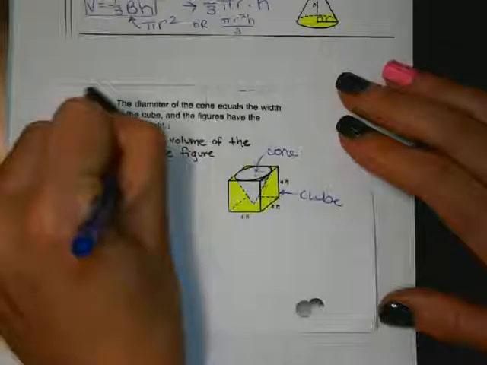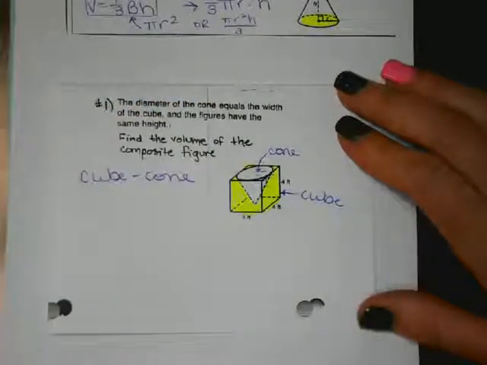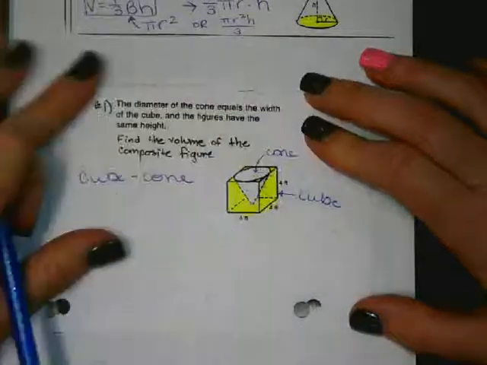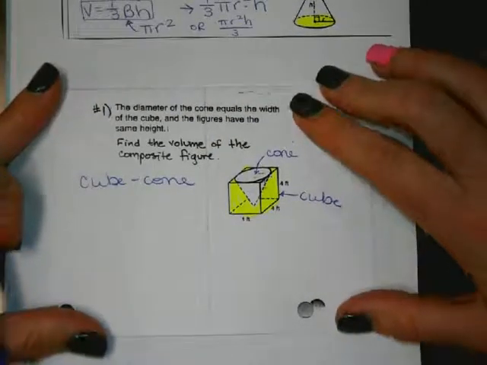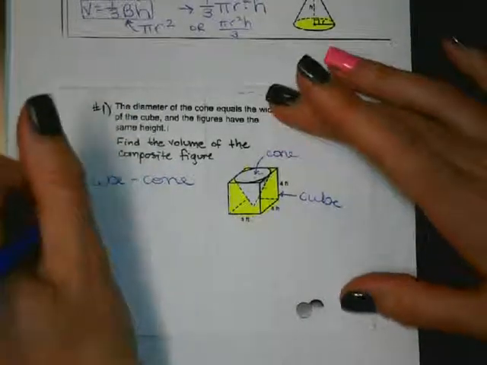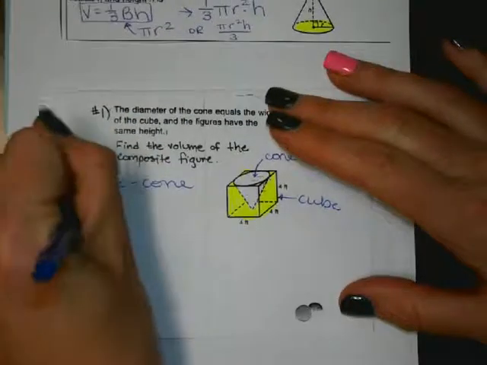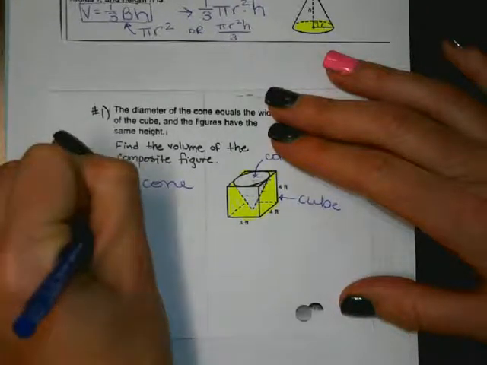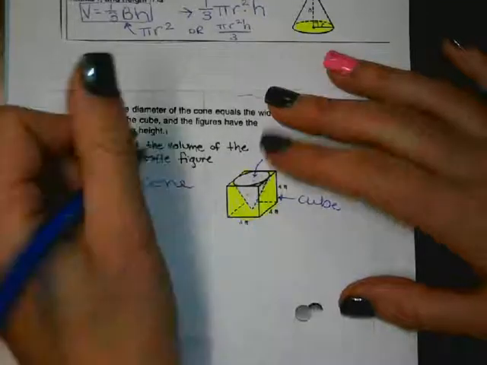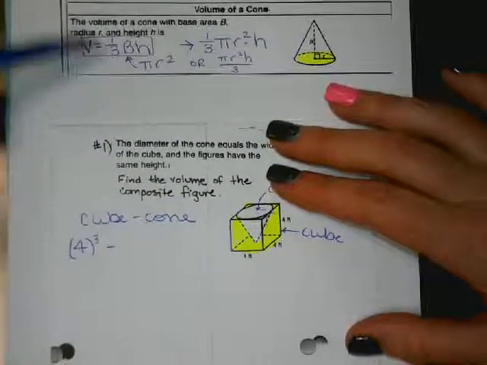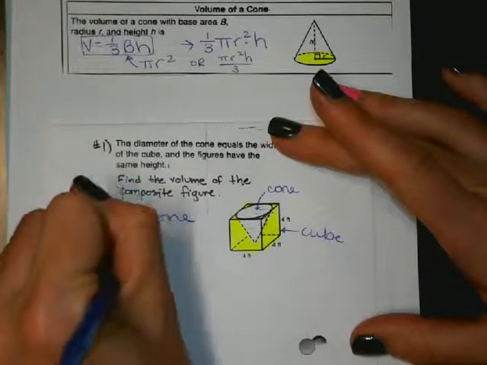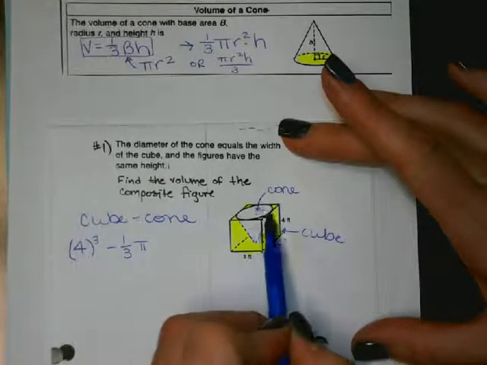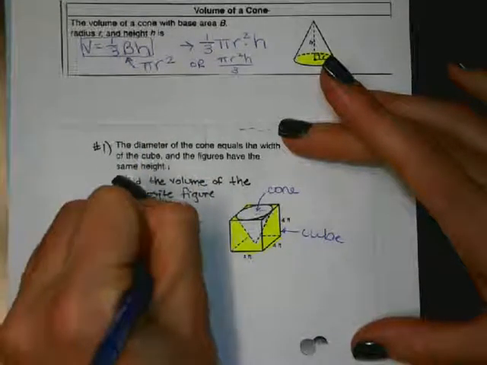So cube minus cone. So first things first, finding the volume of a cube, which you did in the last section. So volume, remember, is area of the base times the height. So 4 times 4 times 4, or 4 cubed, minus the volume of a cone. And we just talked about that. Here's the formula right here. So 1/3 pi r, in this case, if the diameter is 4, then the r should be 2, squared.